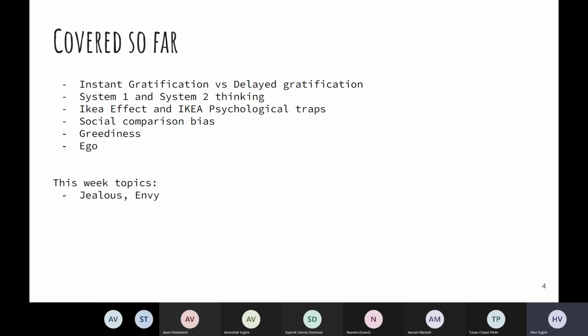And then social comparison bias. I used to fall into the trap of this, but not anymore, because I know there is no value in this bias, and it's not going to help me in my life. So I think I became wiser about this bias. I don't fall into social comparison bias.